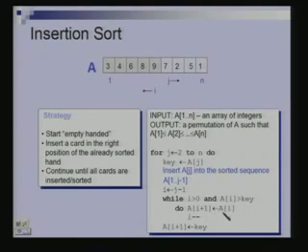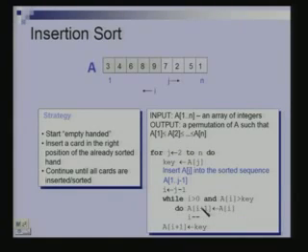I run through this loop till I find an element which is less than key. Key is the element I am trying to insert. So this loop will continue while the element I am considering is more than key. This loop will terminate when I see an element which is less than key. Or the loop will terminate when I reach i equals 0, in which case that means that I have moved everything to the right and I should insert the element at the very first place.